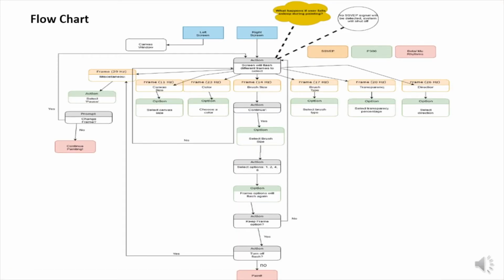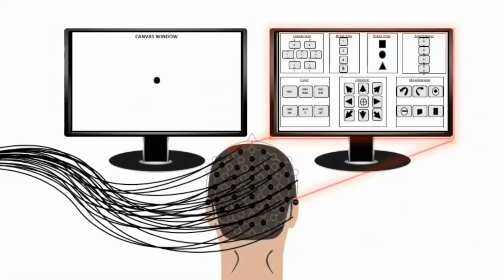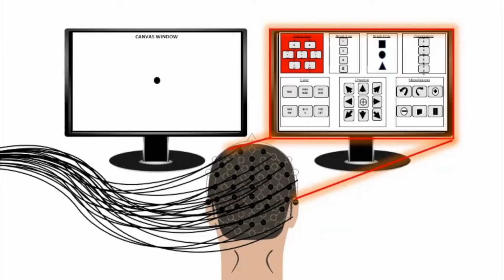So here is a flowchart of our design. As you can see on top, we have the left screen which displays the canvas window and the right screen which displays the different options and frames that the user will select. And the settings window, which I have just explained. I will now show you guys a sample test run of our interface and paint program.